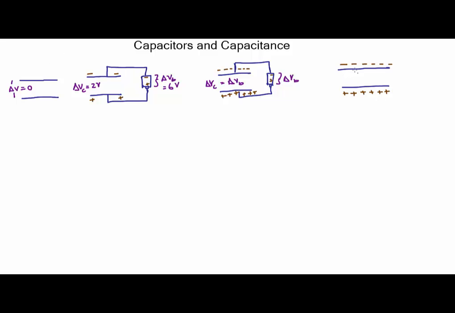And because of that charge separation, there is an electric field between the plates that would be a uniform electric field, so it'll be the same everywhere between the plates. And because of that electric field, there is this potential difference that we talked about. This is how capacitors store energy. It's the electric field between the plates, because of the separation of charges, that stores electric potential energy, which gives rise to this potential difference.